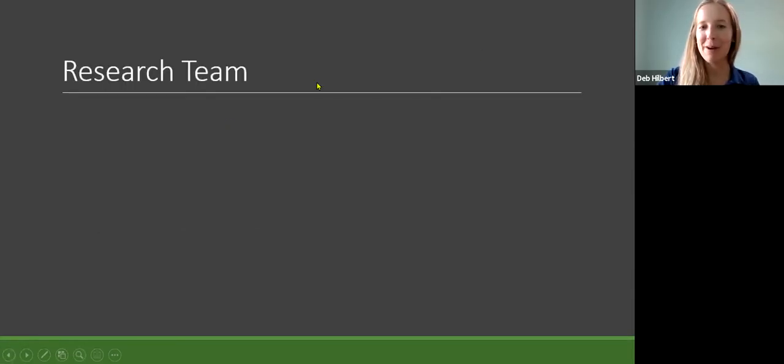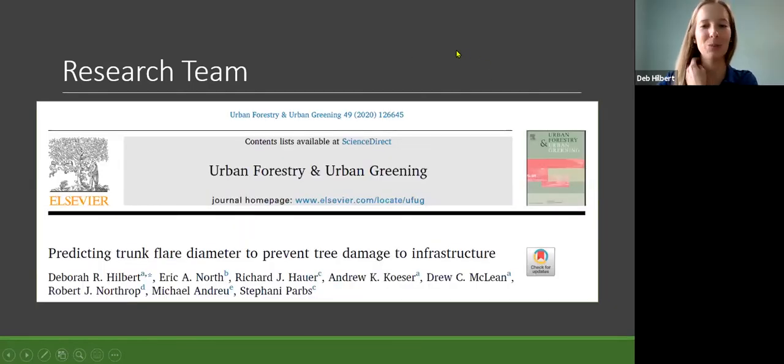So this was definitely a team effort. I cannot take sole credit for this. The research builds on some work that Eric, or Dr. North, had worked on a few years ago in Minnesota, looking at how to estimate trunk flare, or the base of the tree, by measuring diameter at breast height, or DBH, as we sometimes refer to it. He did that work in Minnesota, and then we in Florida were being approached by practitioners about doing similar research down in Florida. So we reached out to Eric and some other collaborators to create this team to continue the research.